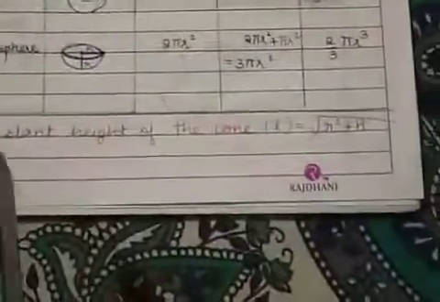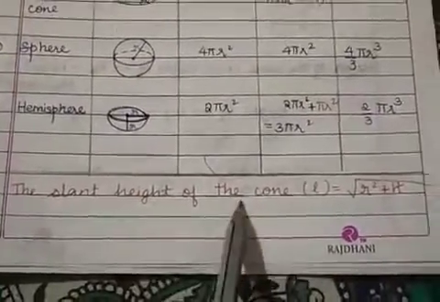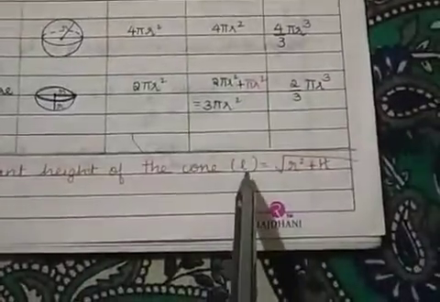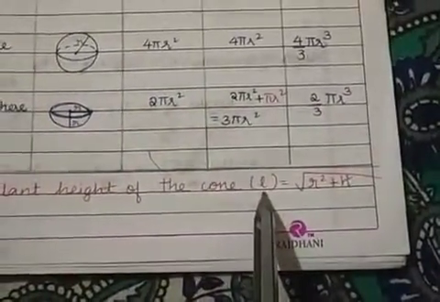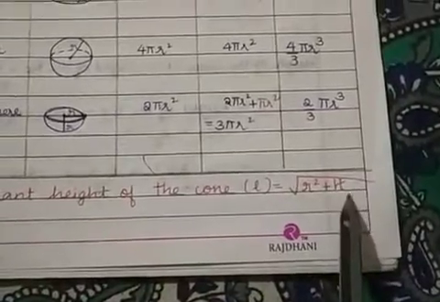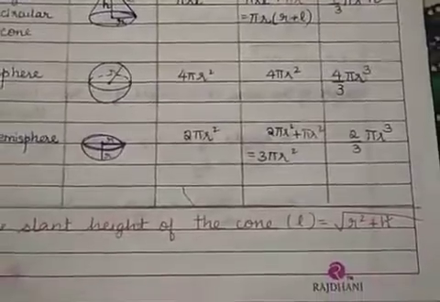Before we see that, let us also note down another thing, that is the slant height of the cone. When you have a cone, this is your standard height, this is h, and this is your slant height. The slant height of the cone, which is denoted by small letter l, is square root of r square plus h square. This is the formula to find the slant height of the cone.